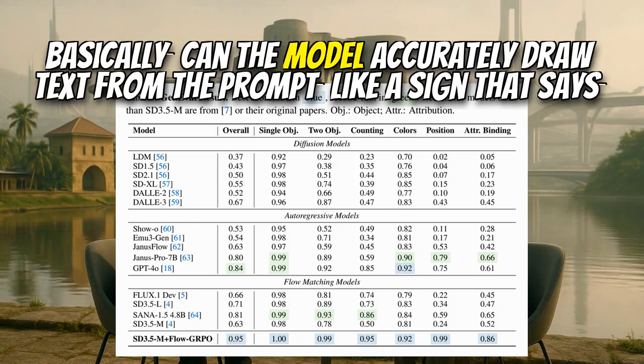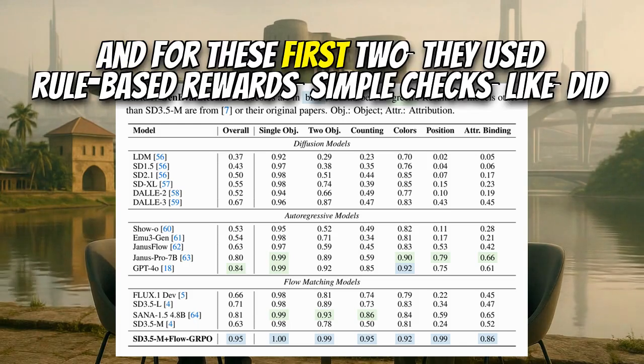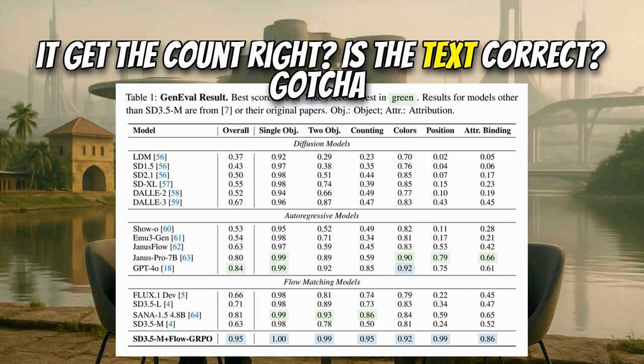Second, visual text rendering. Basically, can the model accurately draw text from the prompt, like a sign that says hello? The classic hard problem. Exactly. Yeah. And for these first 2, they used rule-based rewards, simple checks like, did it get the count right? Is the text correct? Gotcha.